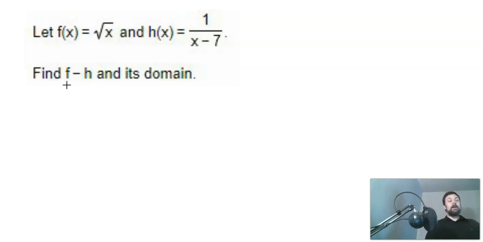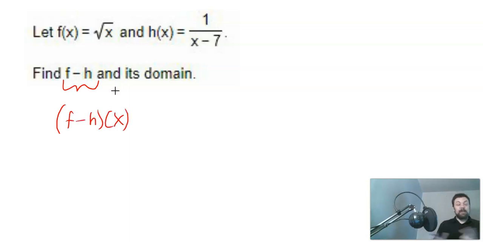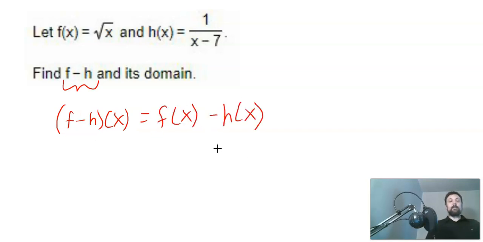F minus h. Not only that, they're being a little bit lazy with this. Not that it's wrong to write this way, but the full notation would be f minus h of x. But since x isn't being modified in any way, they're not even mentioning it. So they just put f minus h. And it's implied that it's f minus h of x. Because if it was going to be something different, they would have written it there, right? Like on the last problem. So we want to find f minus h of x. That's going to equal f of x minus h of x.